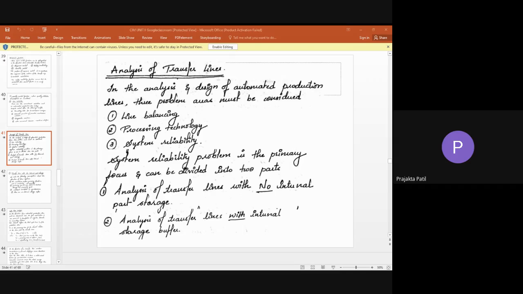The first assumption that we make here is that the workstations perform processing operations such as machining and not assembly. So we are talking about automated production lines, and therefore we assume that every operation that is performed here is going to be related to the processing operations, or maybe machining or any other type of processing operation.